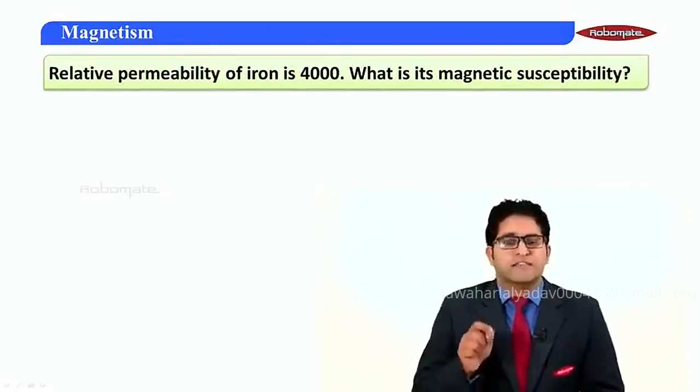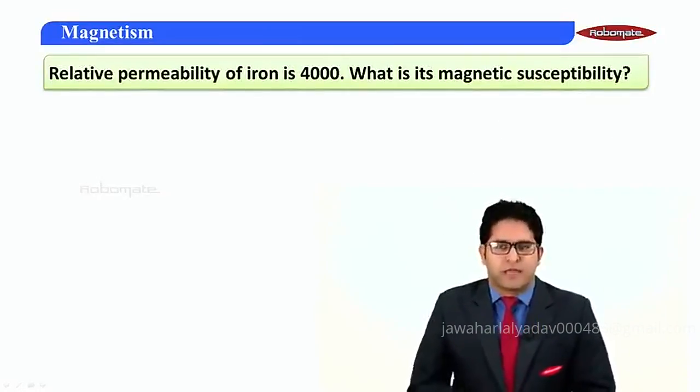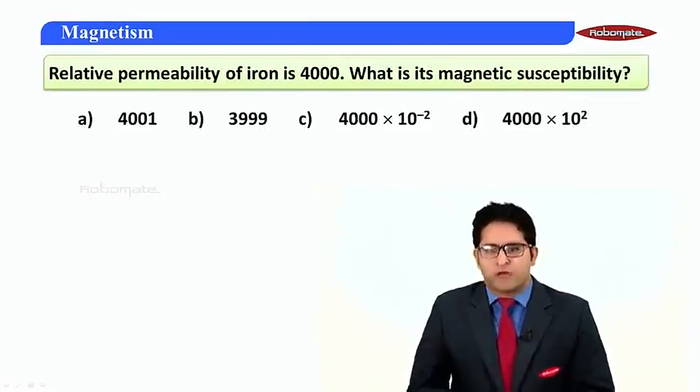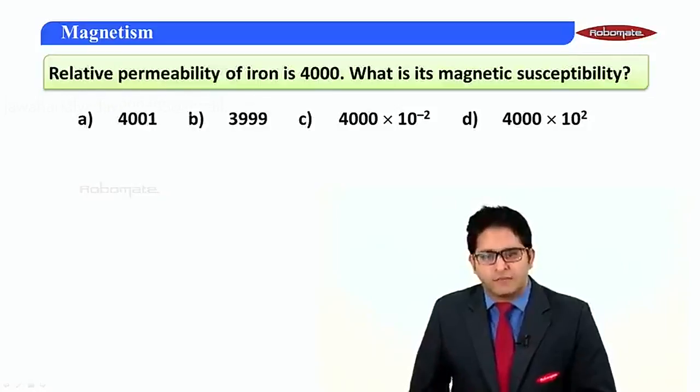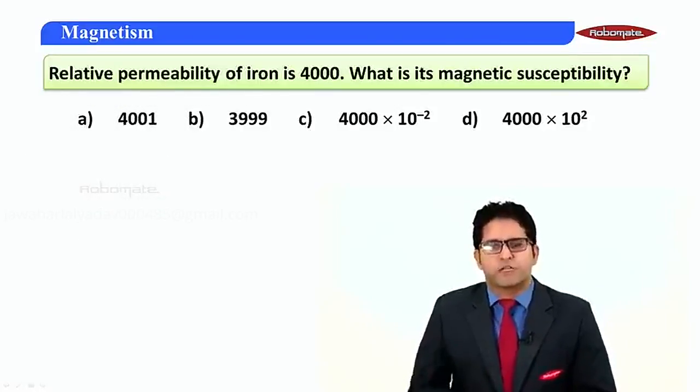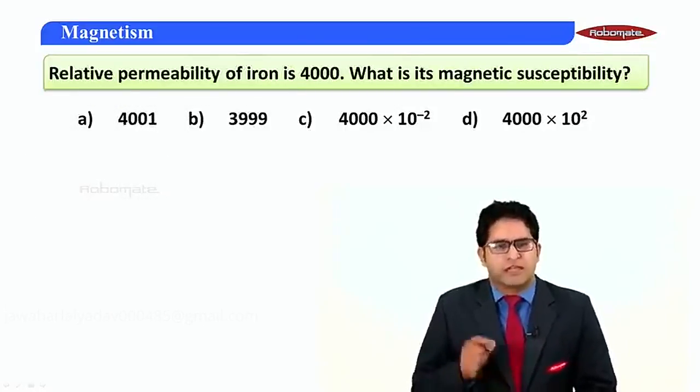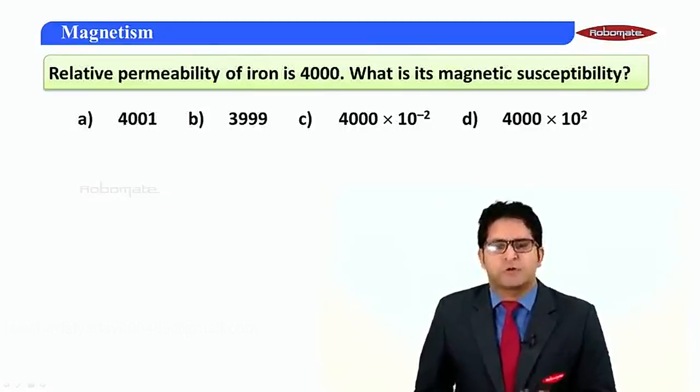What is its magnetic susceptibility? And the options are 4001, which is option A. Option B is 3999. Option C is 4000 into 10 raised to power minus 2. And the last option is 4000 into 10 raised to power 2.